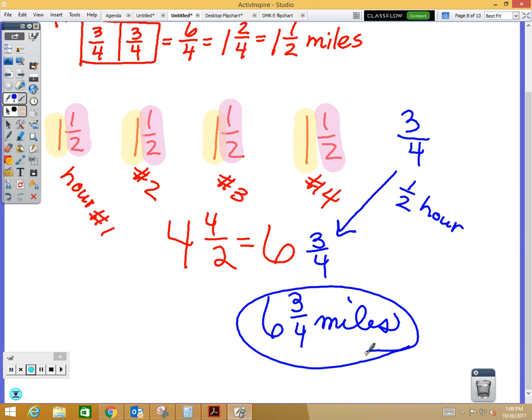Every half hour she walks 3/4. So 1 hour she walks 1.5. If I want to know for 4 hours and 30 minutes, hour 1, hour 2, hour 3, and hour 4. And then I have my 30 minutes, or my half an hour, which was 3/4. So I add these together, and I get 6 3/4.